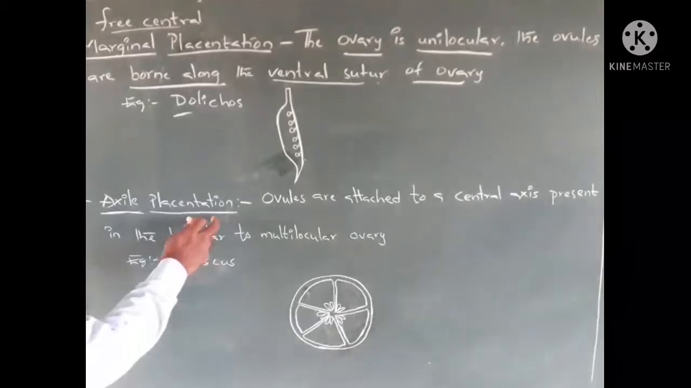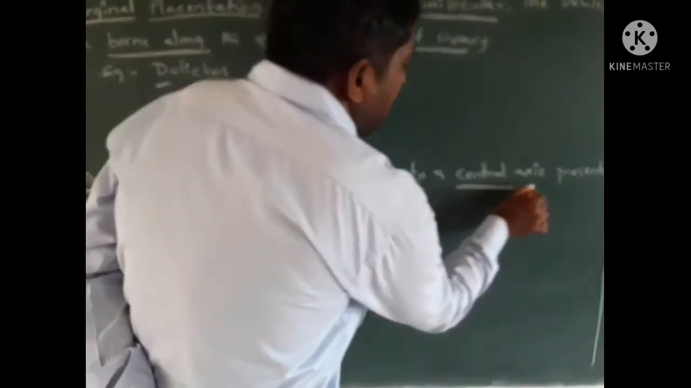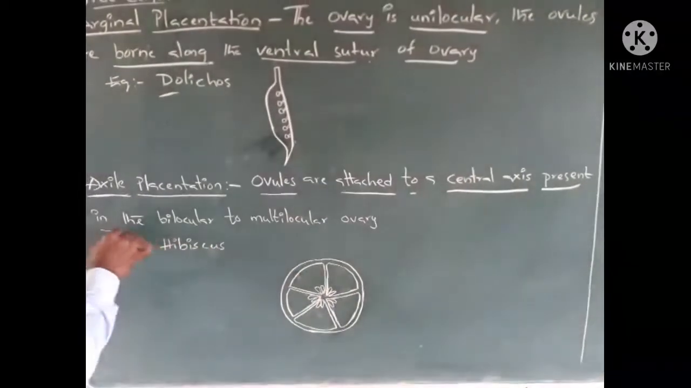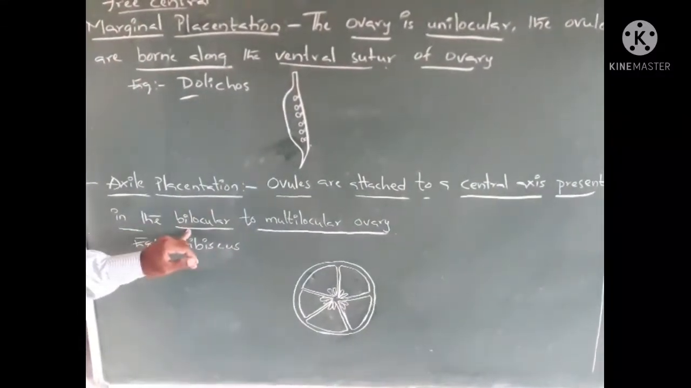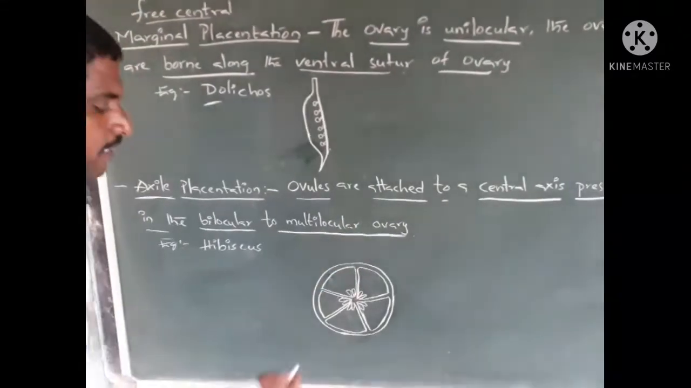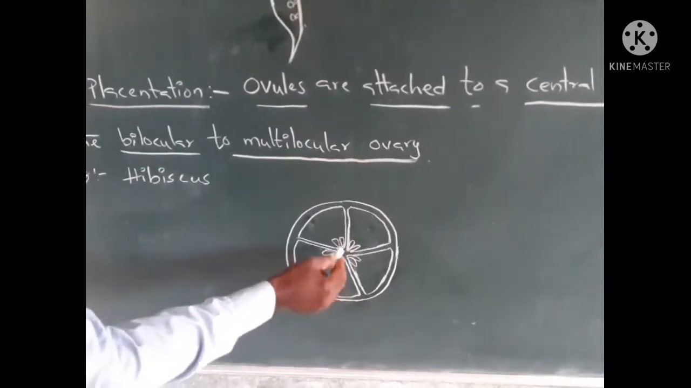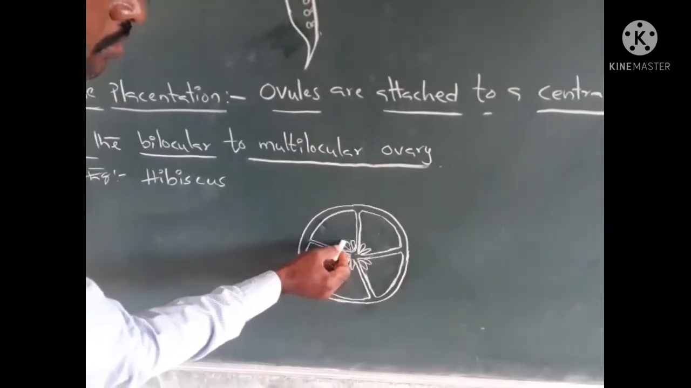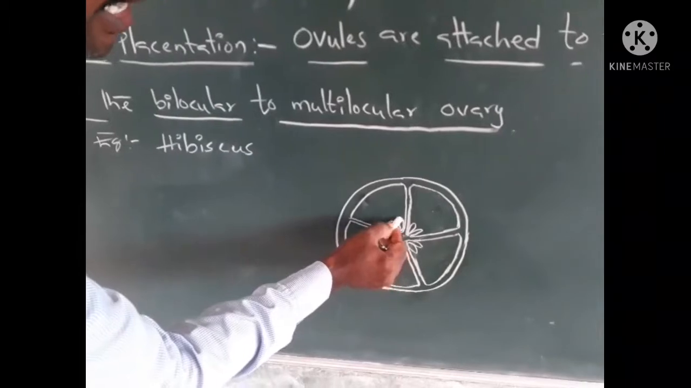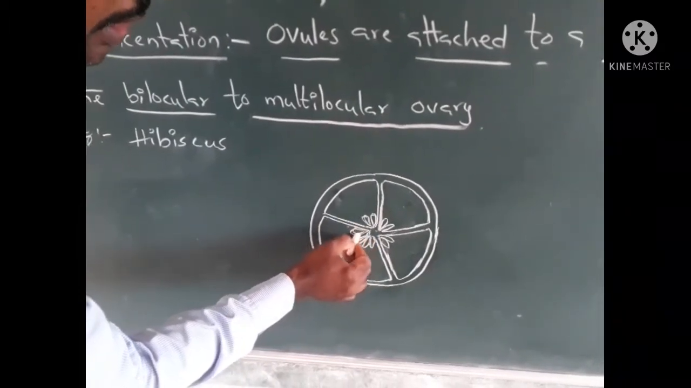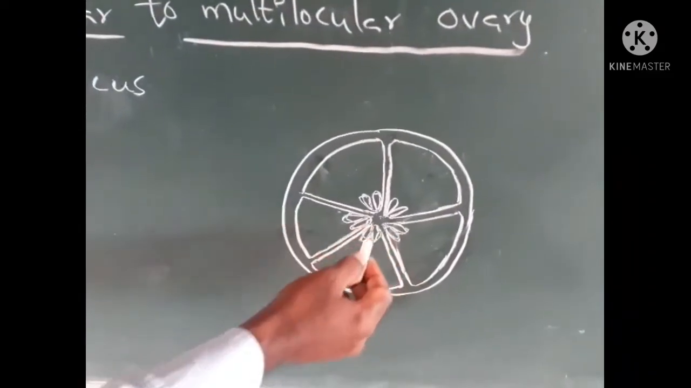The second one is axial placentation. The ovules are attached to a central axis in a bilocular to multilocular ovary. See here, 5 locules are there: 1, 2, 3, 4, 5. Here the ovules are attached to the central axis. That's why we call it axial placentation.